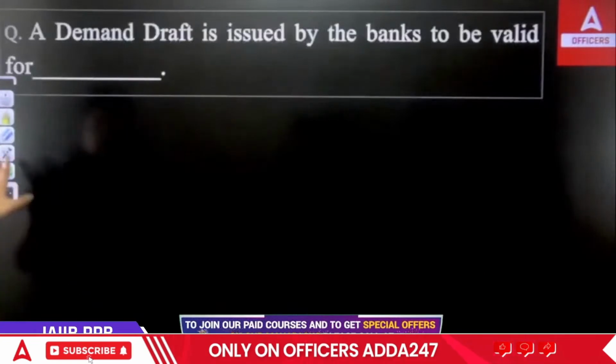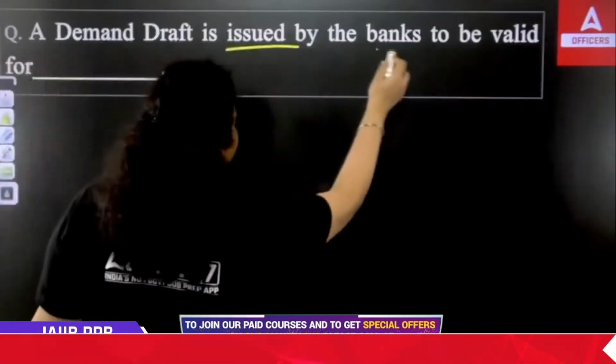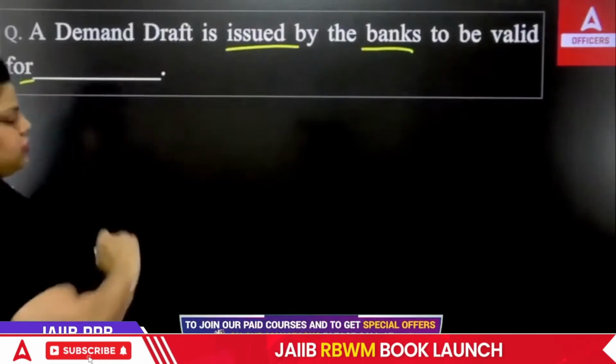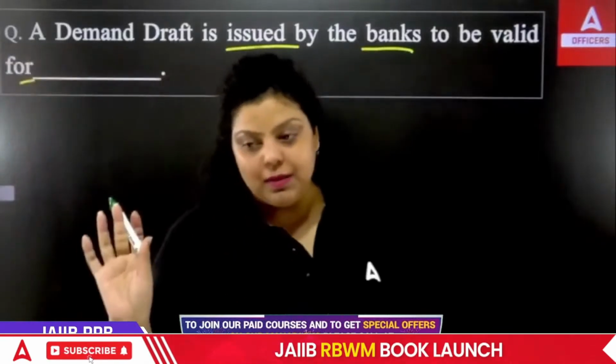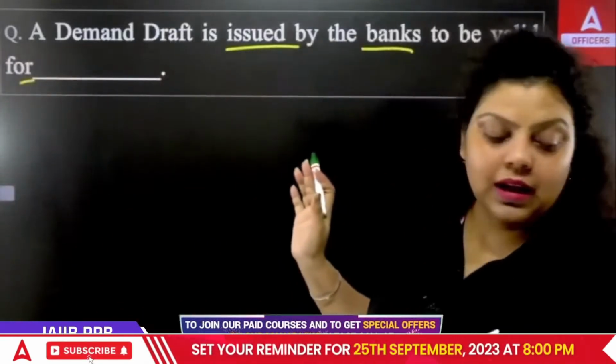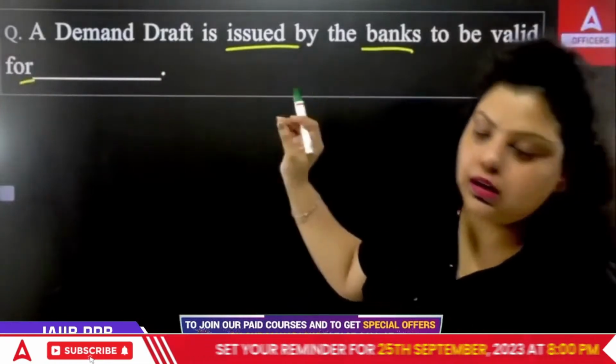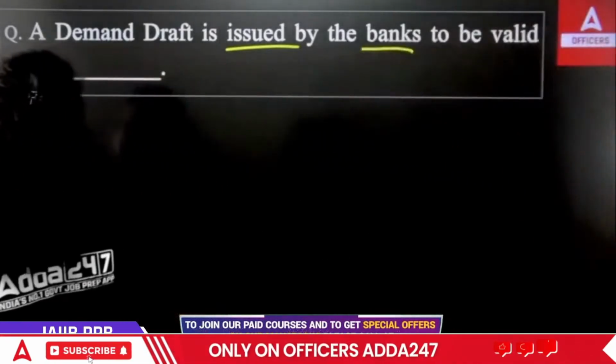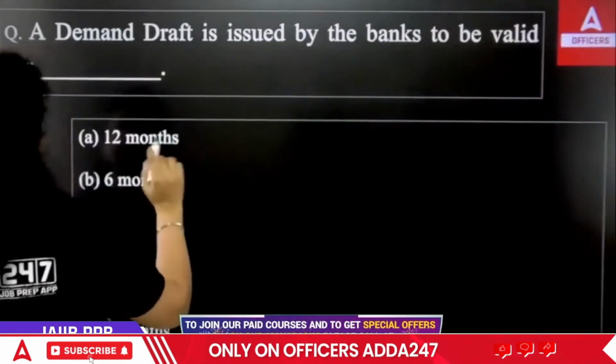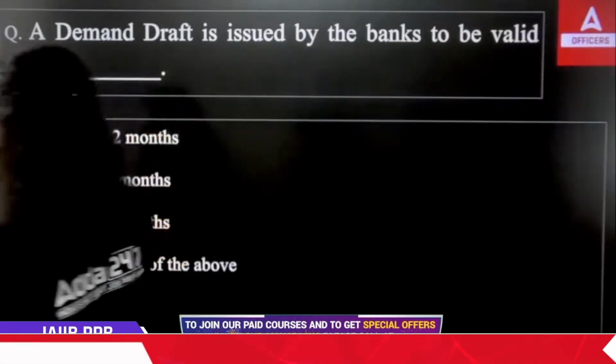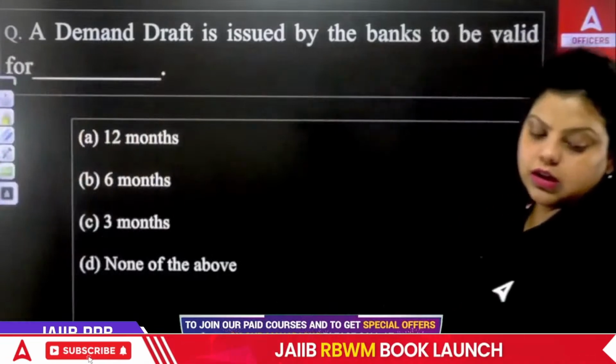Okay, next we have: a demand draft is issued by the banks to be valid for dash. A DD is issued by a bank, that we know. It is valid for what particular period of time, that you have to answer. It is 12 months, 6 months, 3 months or none of the above.